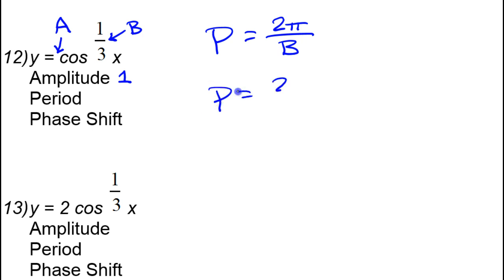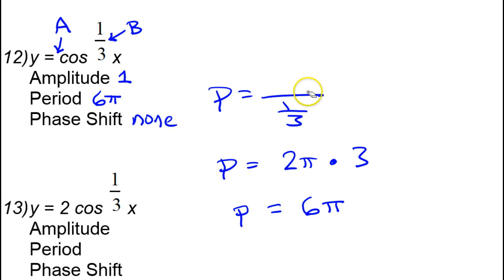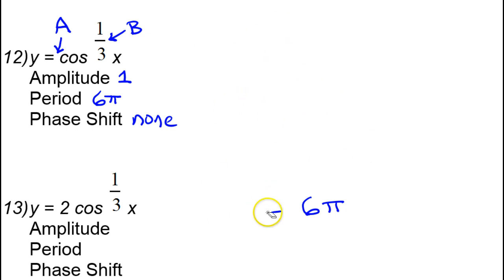So the period is going to be 2 pi divided by 1/3. Now when you divide by a fraction, that is the same thing as multiplying by the reciprocal. So the reciprocal of 1/3 is 3. That means the period is going to be 6 pi. There will be no phase shift because nothing is being added or subtracted on the end. So I'm just going to put none. This should be enough information for us to sketch the graph.